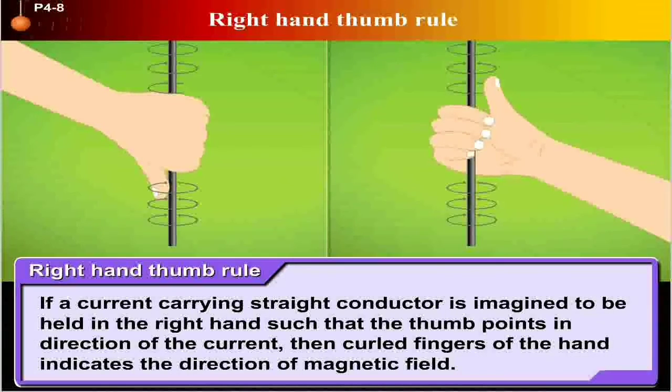So here, first of all, we have to suppose a current carrying conductor is held with our right hand, so that the thumb indicates the direction of current in the conductor and the remaining fingers are curled around the conductor, showing the direction of magnetic lines of force. You can see here the current is flowing vertically up, shown by the right hand thumb, and the remaining fingers folded in anti-clockwise direction explain the direction of magnetic lines of force.